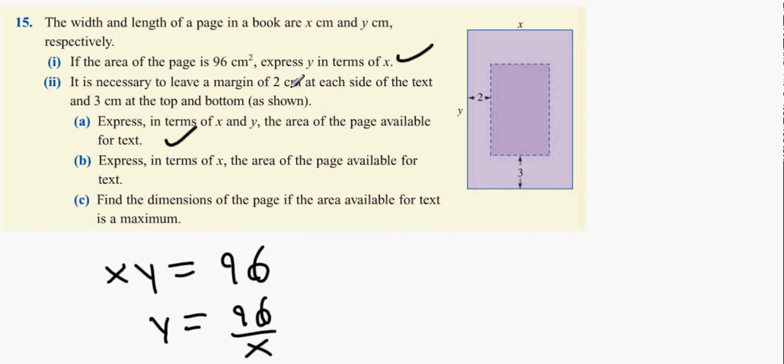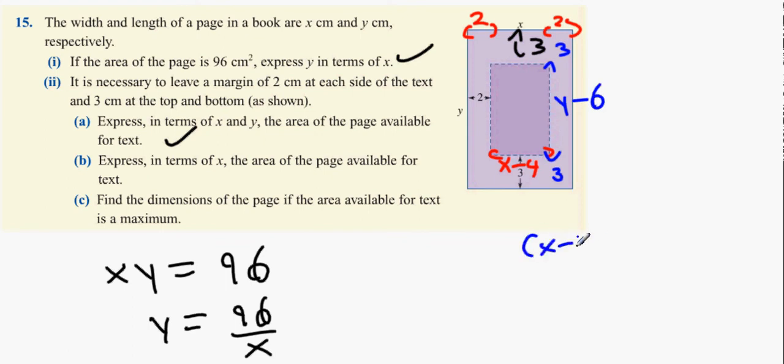It is necessary to leave a margin of 2 centimeters at each side of the text and 3 centimeters top and bottom. So that's 3 here, top and bottom. Express in x and y the area of the page available for text. Okay, so it gets its x from here to here. What happens is it gets 2 taken away from it on both sides. So that's going to be x minus 4 is the length from here to here. And this one here is therefore going to be y minus 6, because it gets 3 taken from here, 3 taken from here.